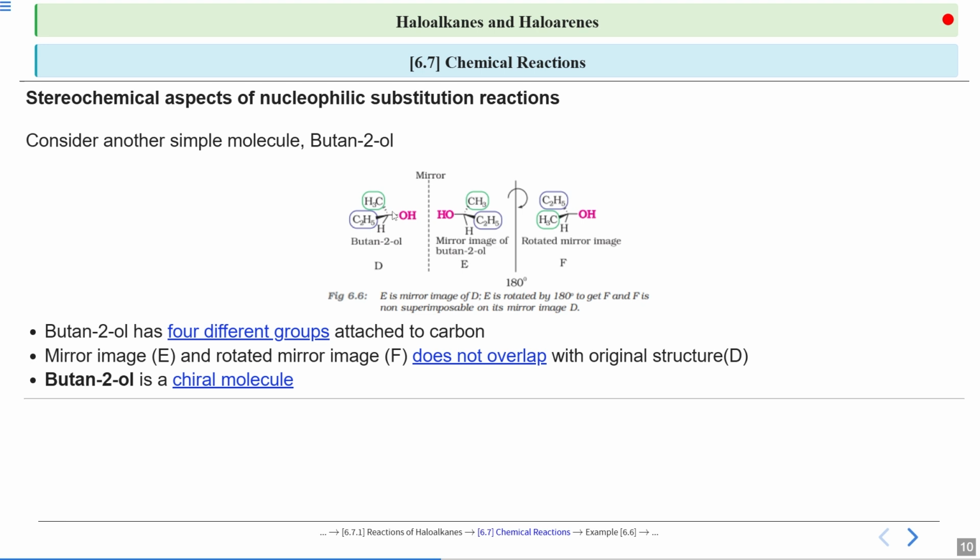And you can also see that the carbon at which the hydroxyl group is present has all different substituents: methyl, ethyl, hydrogen, and hydroxyl, right? So it is a chiral molecule because a chiral carbon is present in it. So butane 2-ol is a chiral molecule.